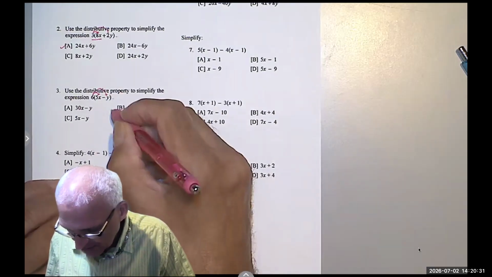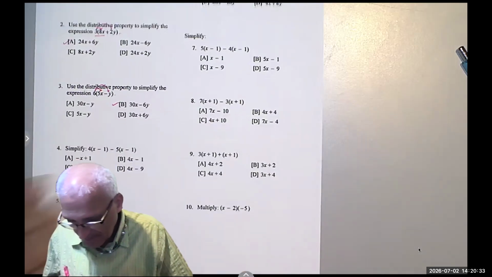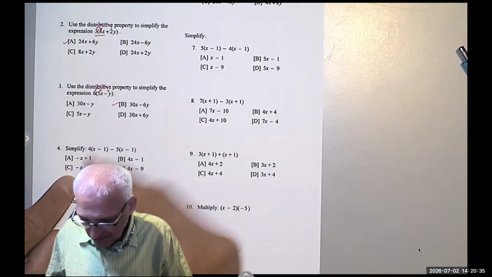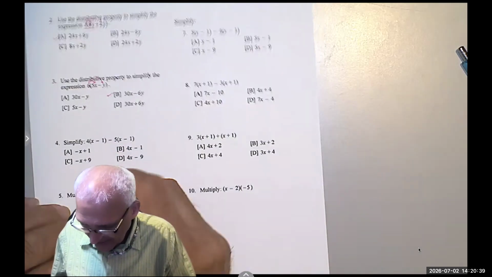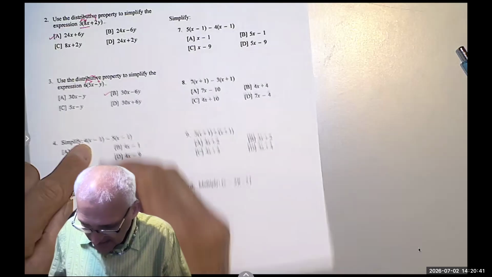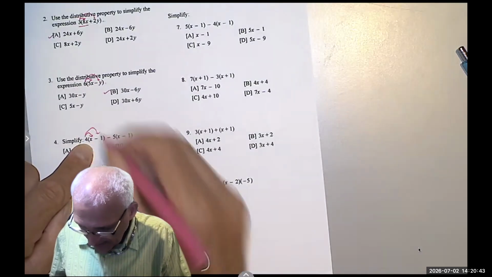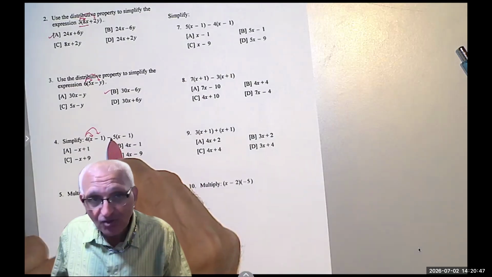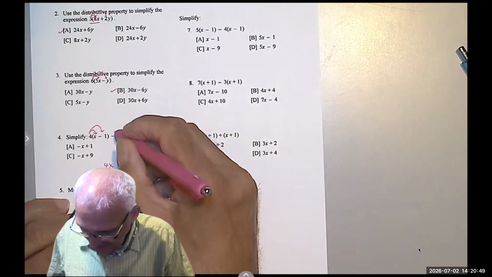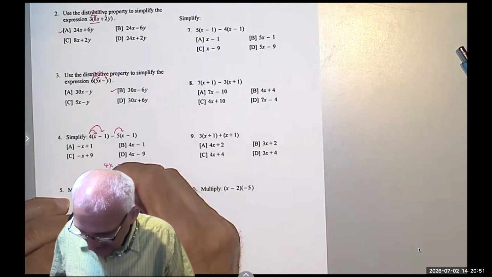30x minus 6y is B. Number 4, here I have to do two things together. So I have 4x minus 4, and then I have a negative. So be careful. Negative 5 times x is negative 5x.